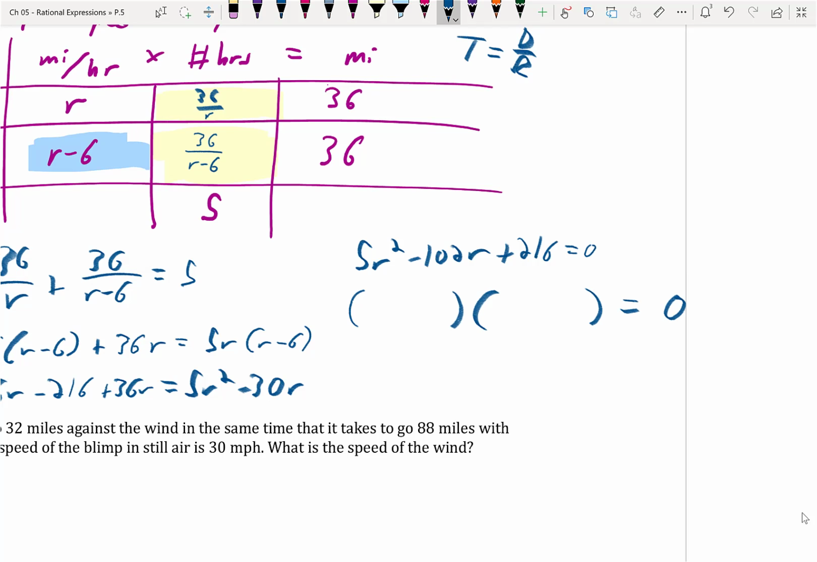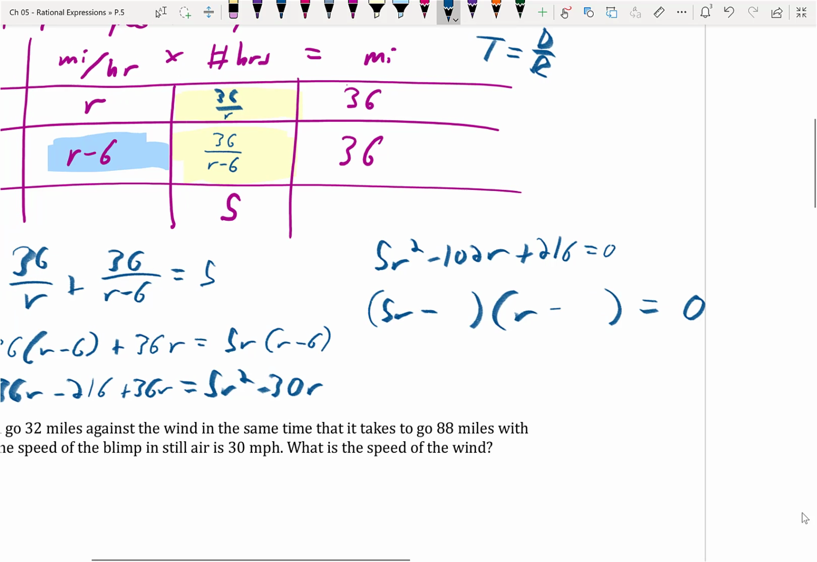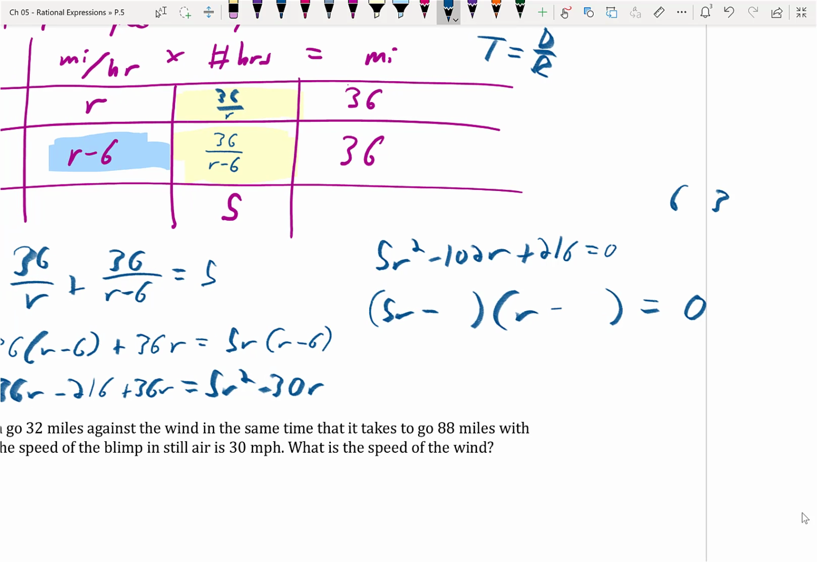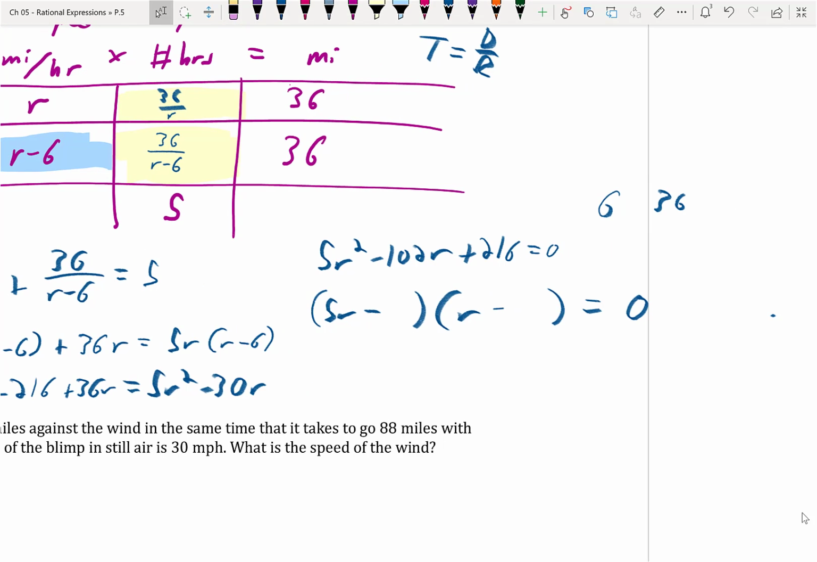Now we have to split it, and we're going to factor this. 5r and r. I know it has to be a minus and minus. I know that 216 factors into 6 and 36, so we could try to do 5 times one of those minus the other to get to 36. It's not going to work.